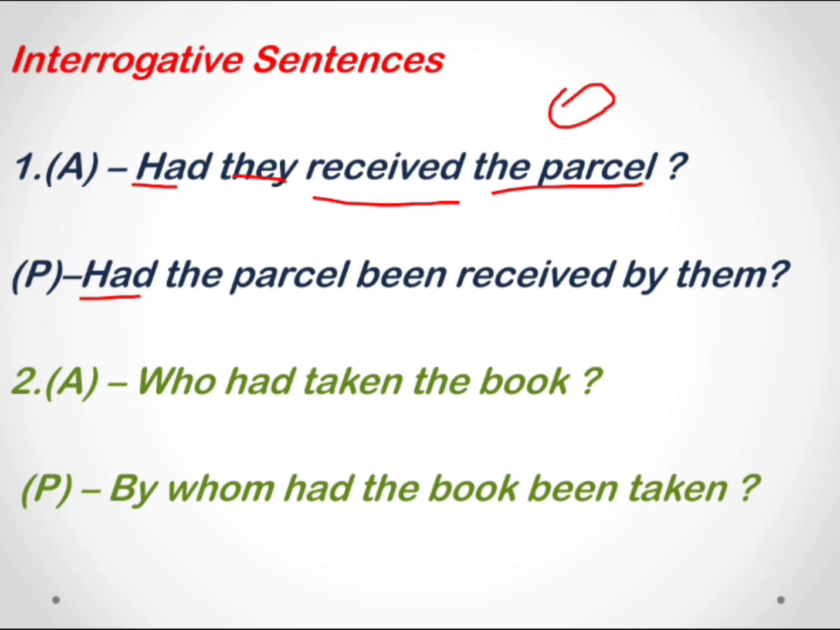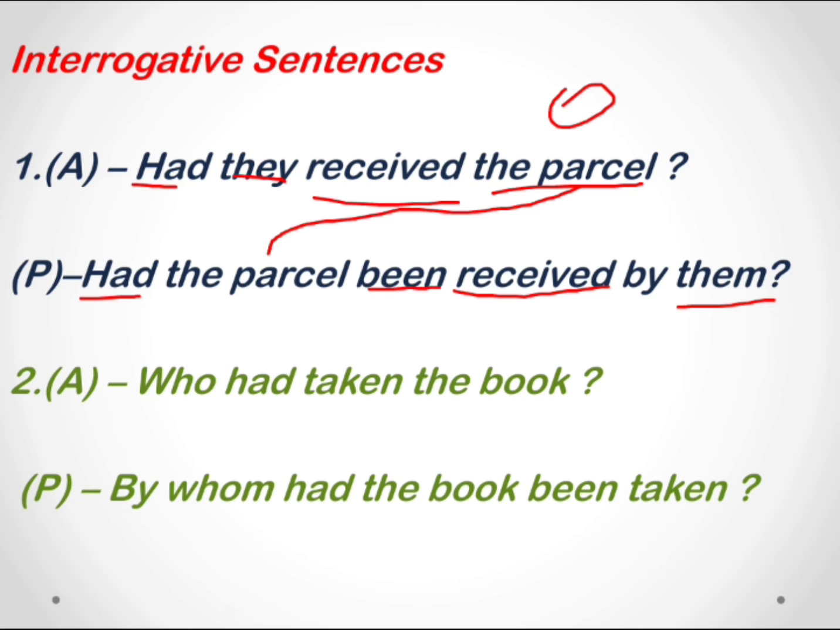Now we bring the object as the subject in the passive voice. So the object is parcel. So the parcel, we write had the parcel. Been is the be verb and received is the past participle. They, which is the subject, changes to them in the passive voice when it becomes the object. So by them. Had the parcel been received by them? This is the passive voice.